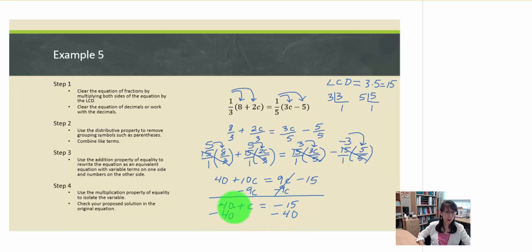So I'm left with c equals, now the sum of two negative numbers is going to be a negative 55. So our answer is c equals negative 55. Since we do have an answer, it's conditional.